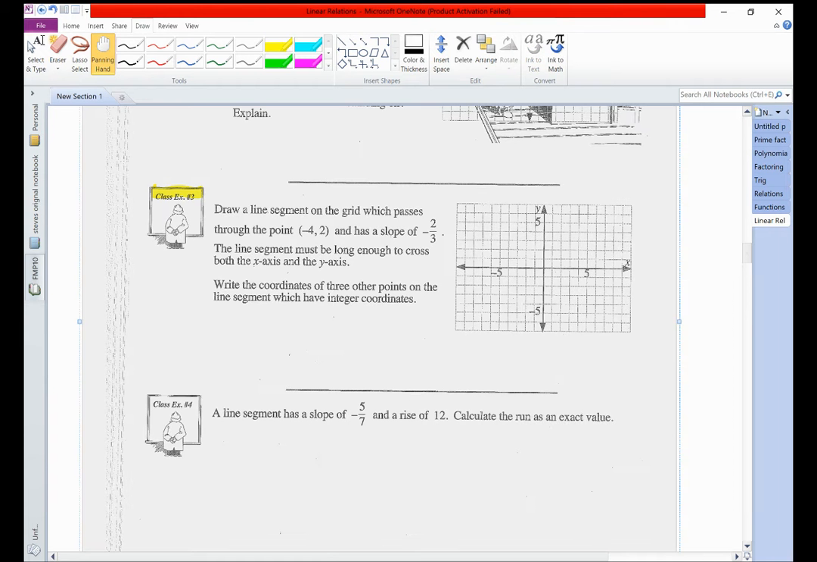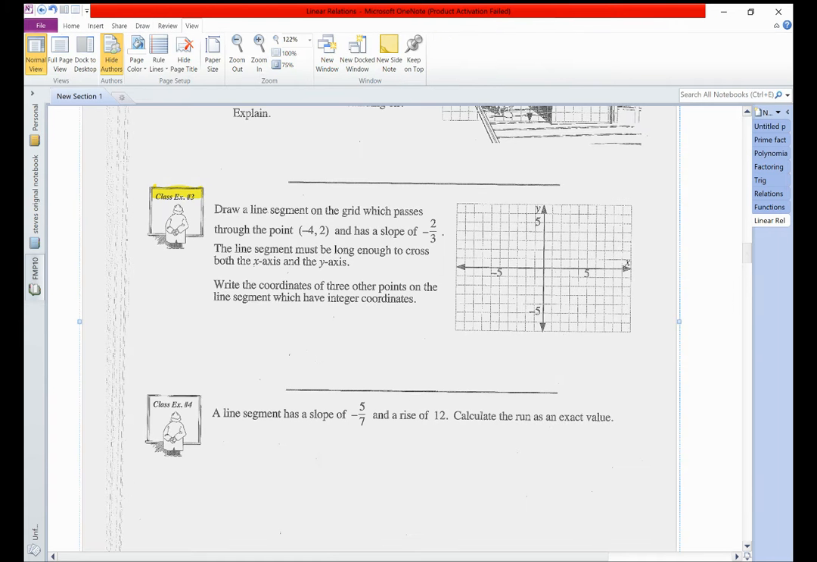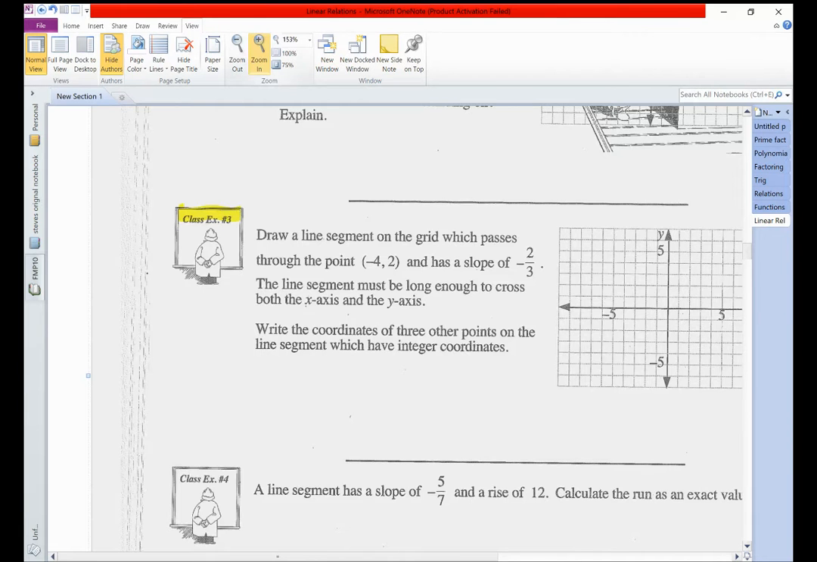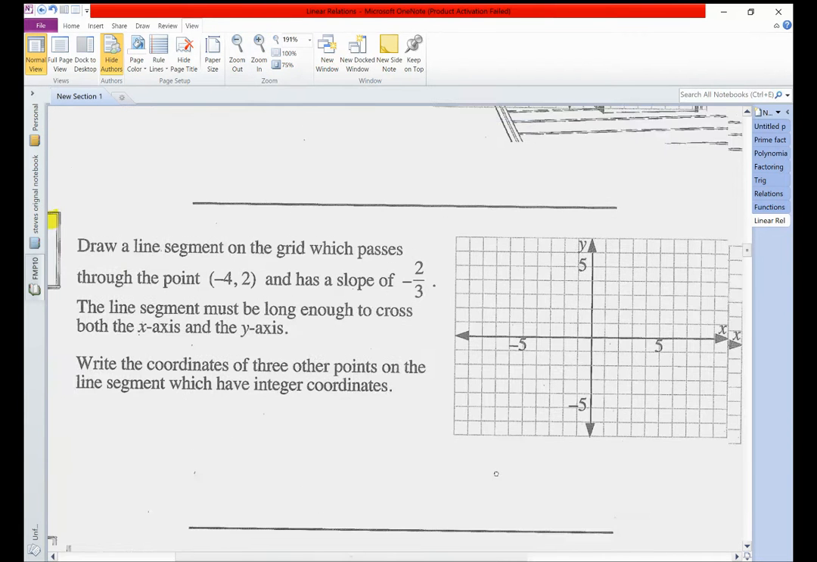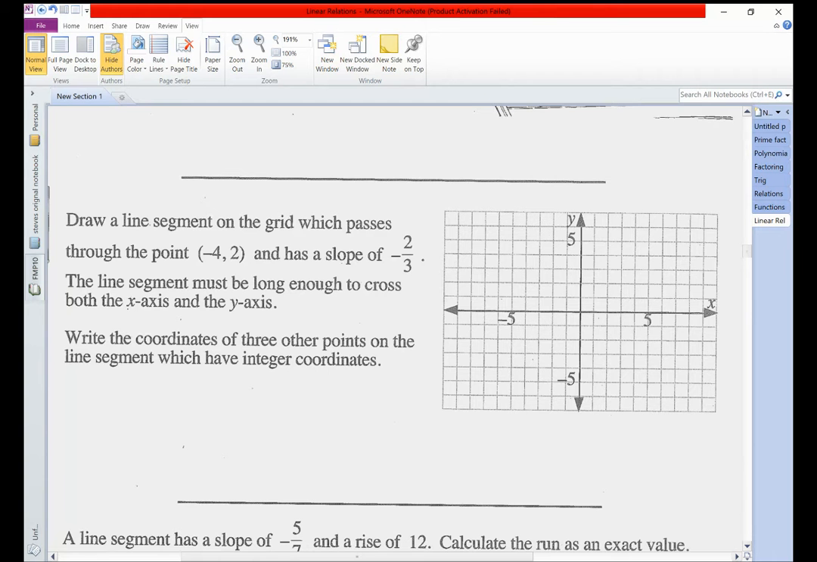Maybe I'm not going to zoom this in. View, zoom in, just so the graph is a little bit nicer for you. I wonder if I can zoom one more time. Oh, there we go. Look at that. I'm like a tech genius.